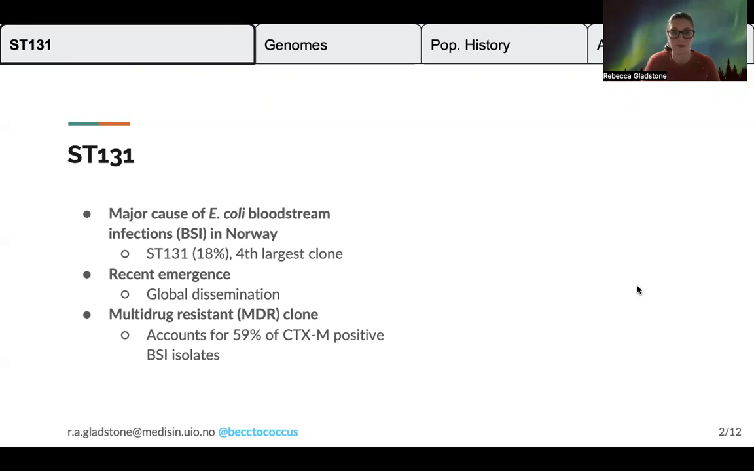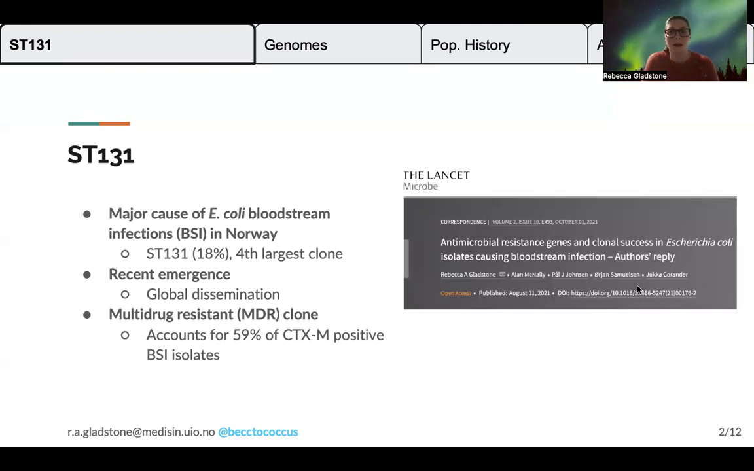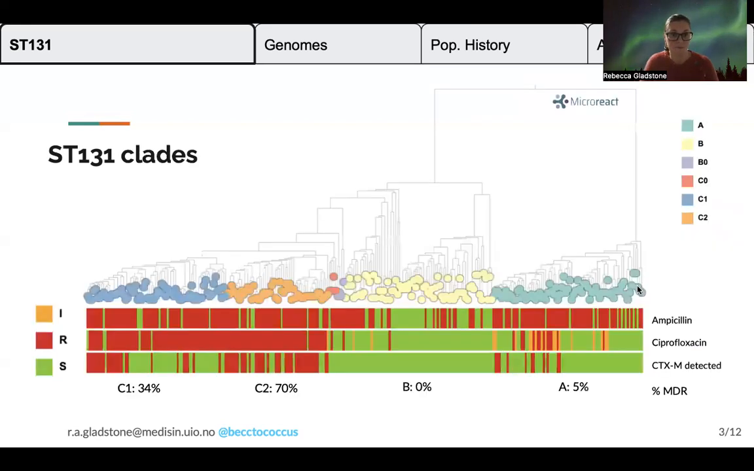so those that have ESBLs. And when we published on the Norwegian genomic collection of bloodstream infections, it generated some discussion about whether AMR was driving the success of this clone or whether there were other factors involved. I really wanted to look into that further.